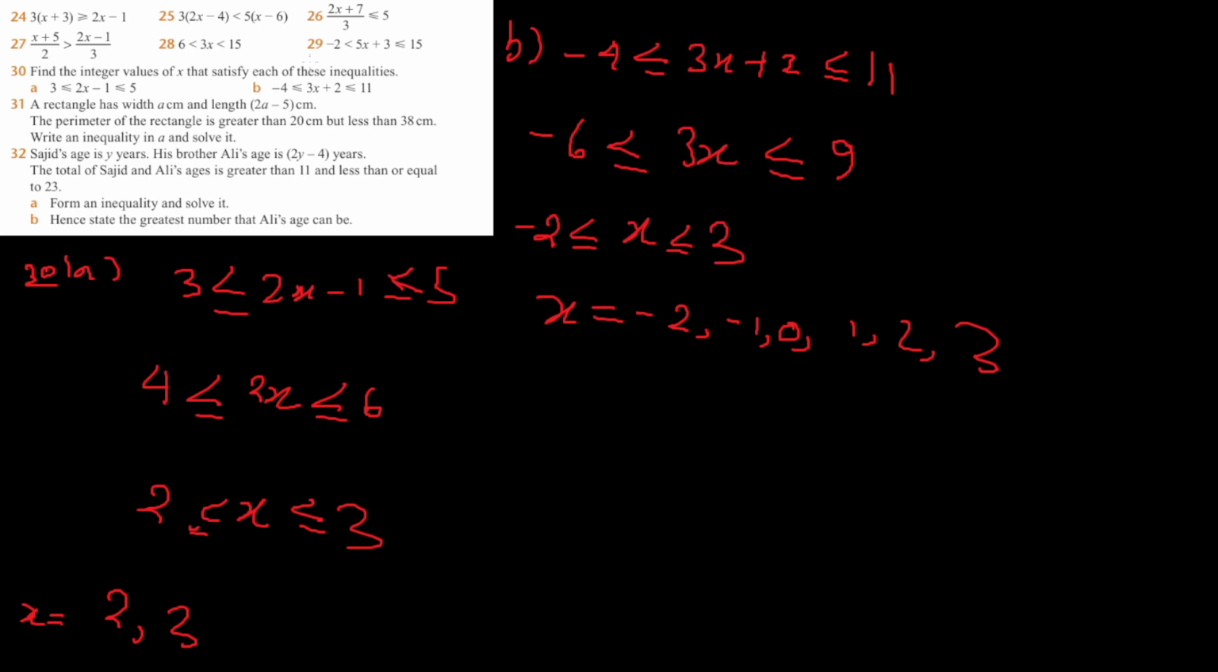Now let's move on to question 31. A rectangle has a width of a centimeters and a length of 2a minus 5 centimeters. The perimeter of the rectangle is greater than 20 but less than 38. Basically we have to write an inequality and solve it. So we know that for a rectangle, let's just draw it. We can see that the length is 2a minus 5 and the width is a centimeters. So we know that the perimeter is 2 times length plus width.